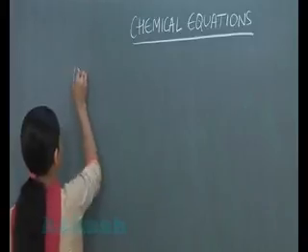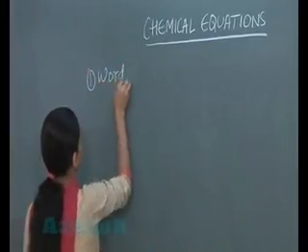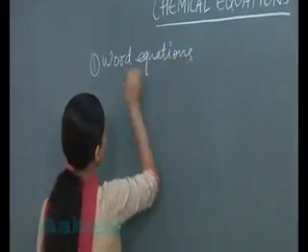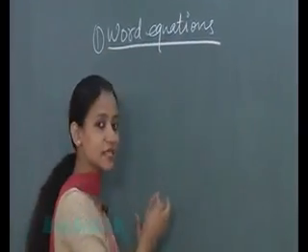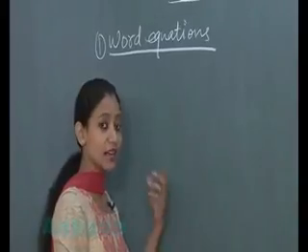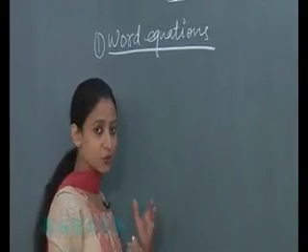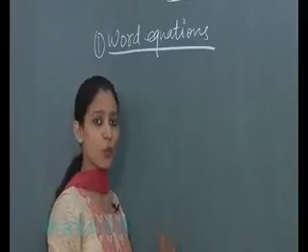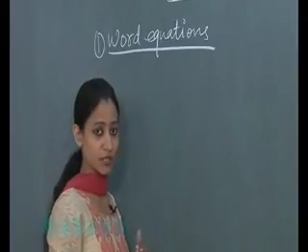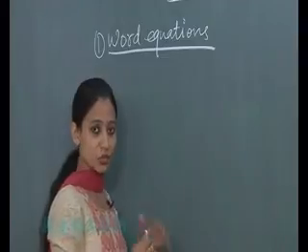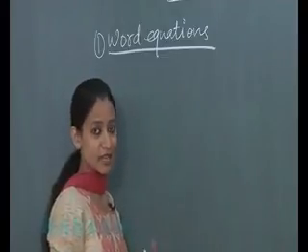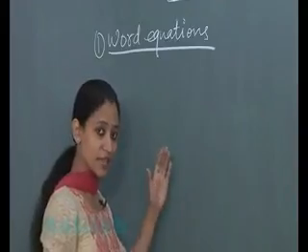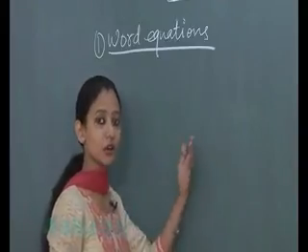So, what are word equations? Students, these word equations actually link the reactants and the products. Their names are actually linked here. Now students, if I say that magnesium reacts with oxygen to give you white colored powder of magnesium oxide, this is a very big sentence. So instead of writing this sentence, I can just represent that in the form of word equation. Word equation links the name of the reactants with that of the products.